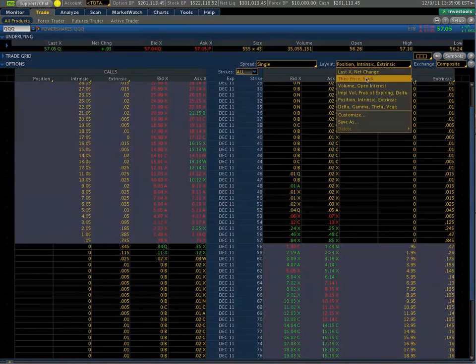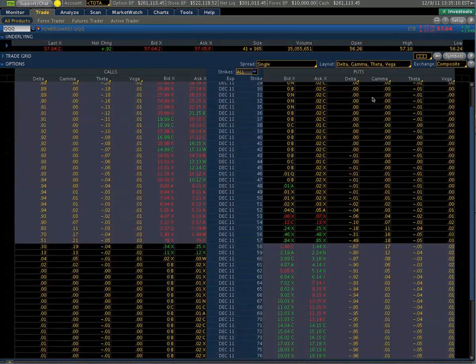So let's take a look at the Greeks. We'll change our layout to delta, gamma, theta, and vega. And you'll see that the delta for an at-the-money option at the 58 strike price is 0.30. That 0.30 means that for every dollar that the Qs rise, this option will rise 30 cents.